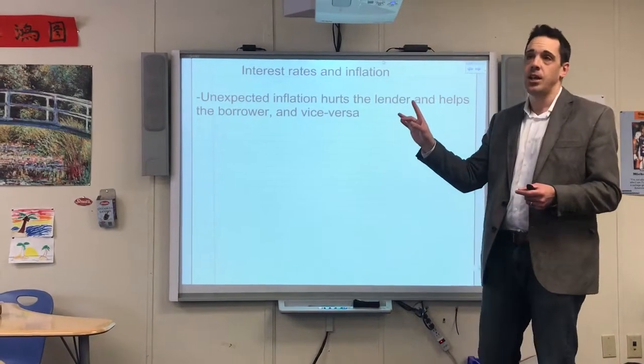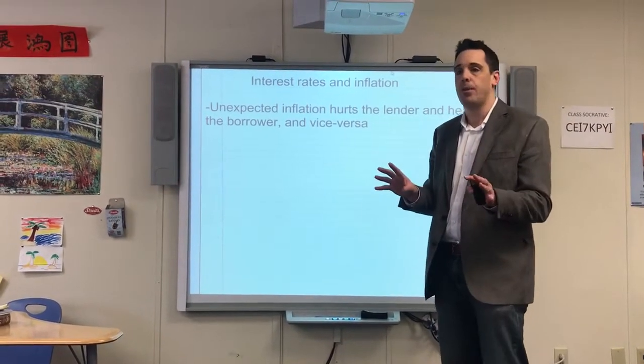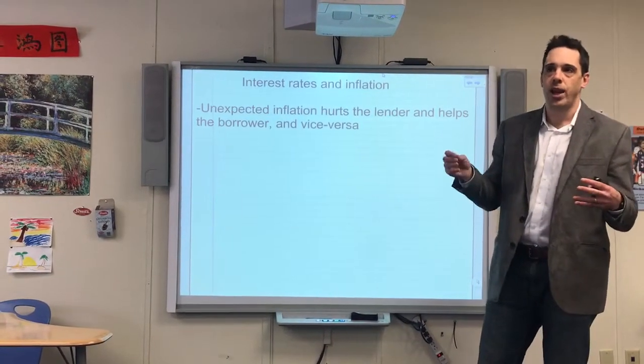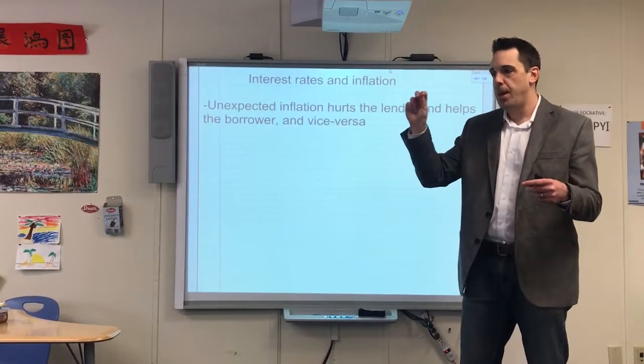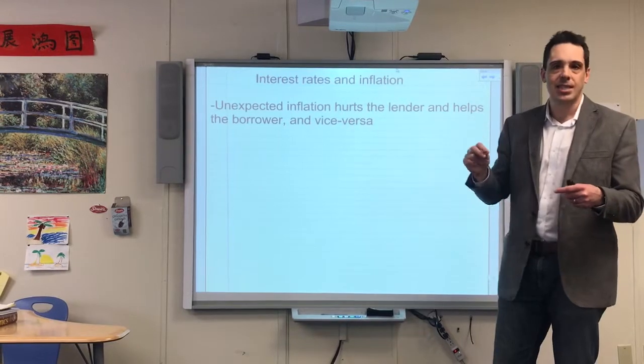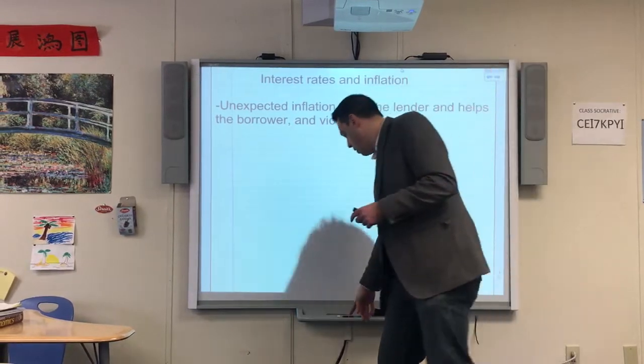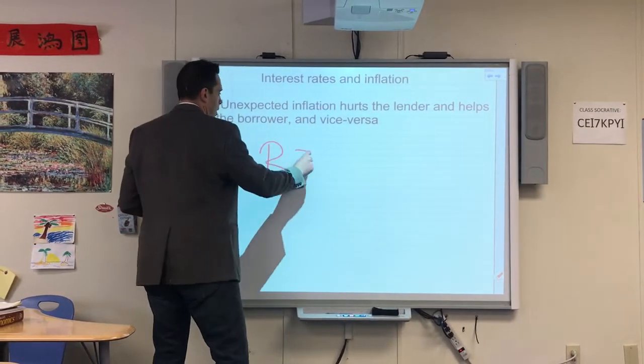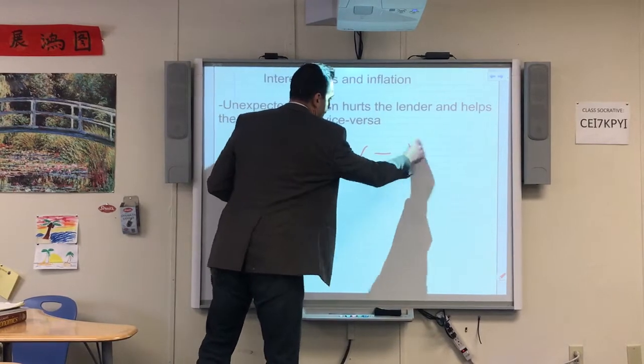Unexpected interest rates and inflation are very important, because when you get an interest rate, it's based on people's belief of what the inflation rate is. And if there's more or less inflation, that will change it. So we know this equation, R equals N minus I.